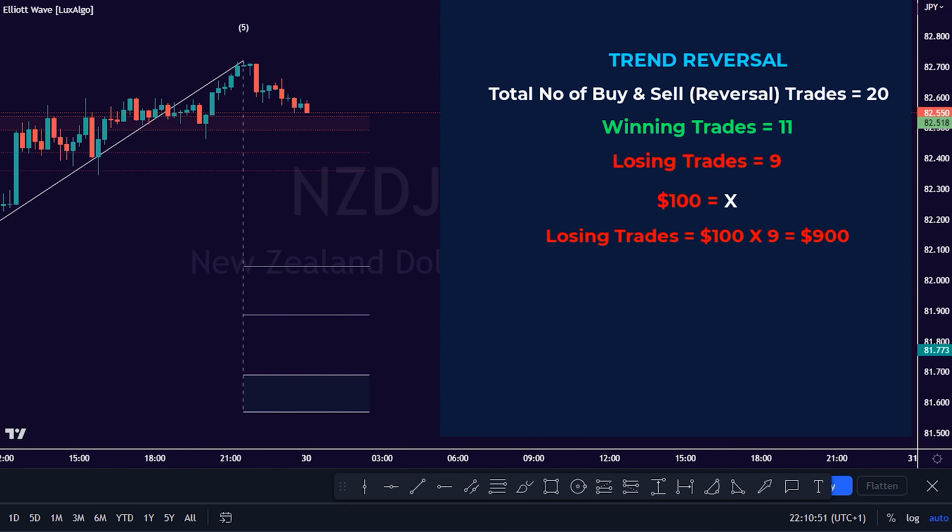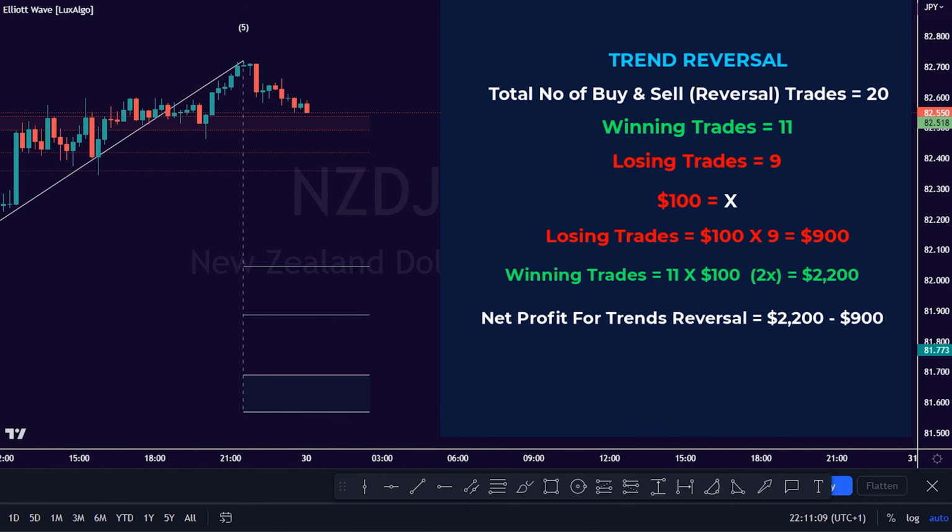That is $100 times 9 losing trades. This equals $900. I have 11 winning trades based on $200 for 2 times value. That is 200 times 11 equals $2,200. Net profit for the reversal of trend with this indicator equals $2,200 minus $900. Net profit on 20 reversal trades equals $1,300.